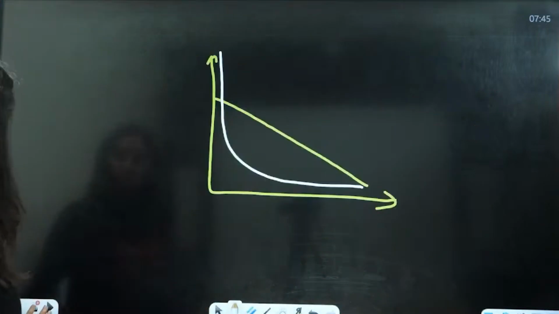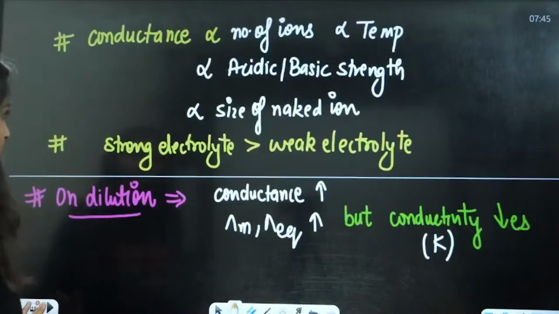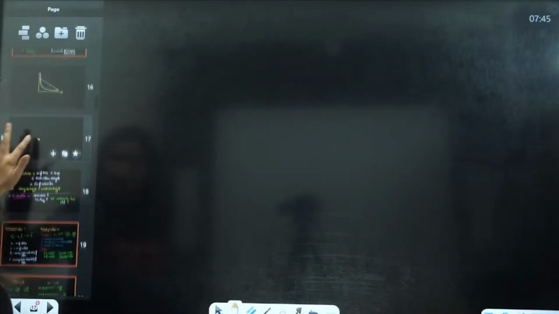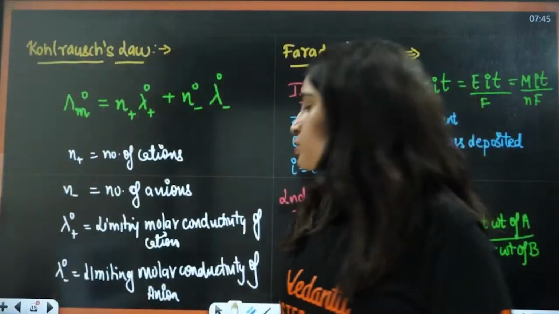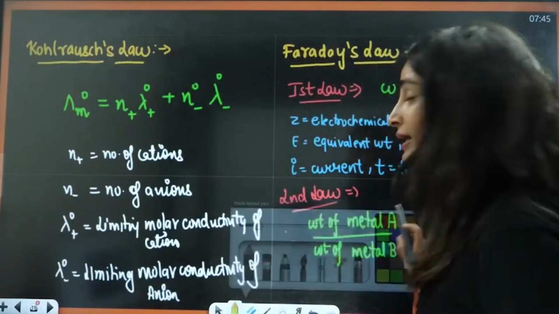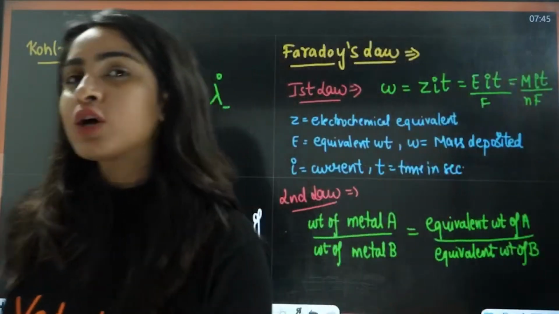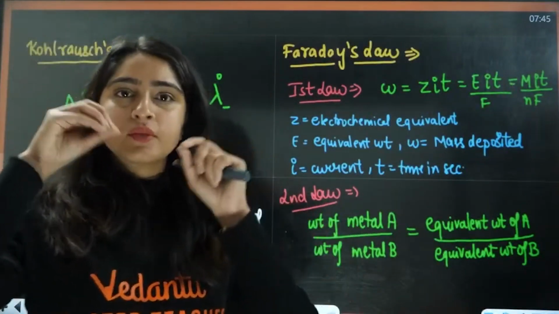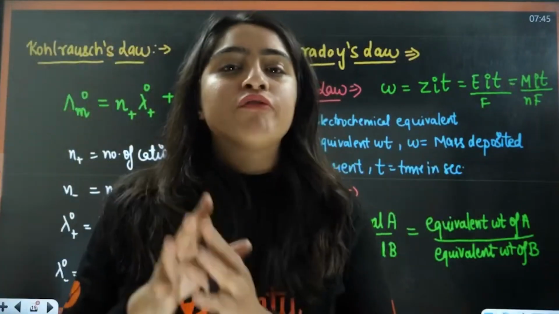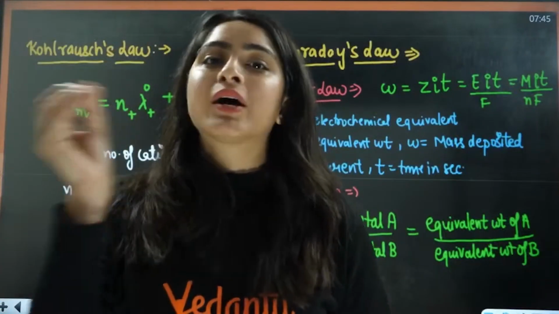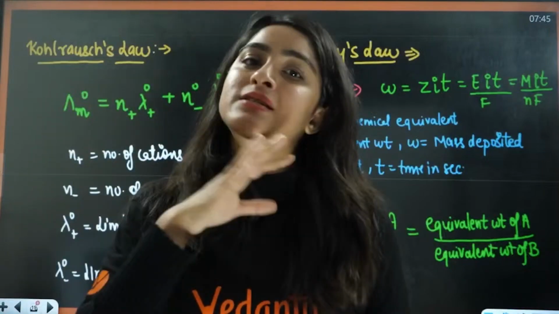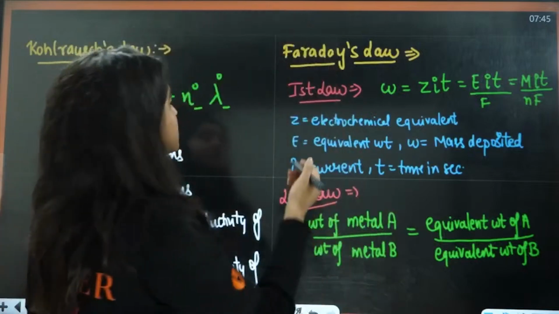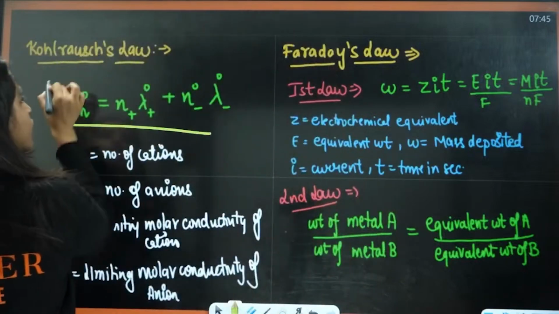Now one more thing. That is called Kohlrausch's law. See this very carefully. How do you calculate limiting molar conductivity? Kohlrausch's law states that the limiting molar conductivity of a compound is equal to the molar conductivities of the anions plus cations multiplied by the stoichiometric coefficients. So this is Kohlrausch's law.